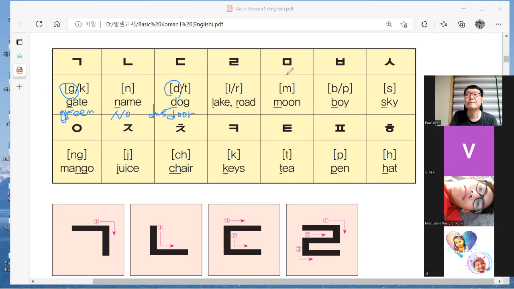And M sound, M. Moon, mirror, music, man, M sound. And B sound, similar with B, right? Boy, bed. B. And S sound. Its own name is shoot, but its pronunciation is S.